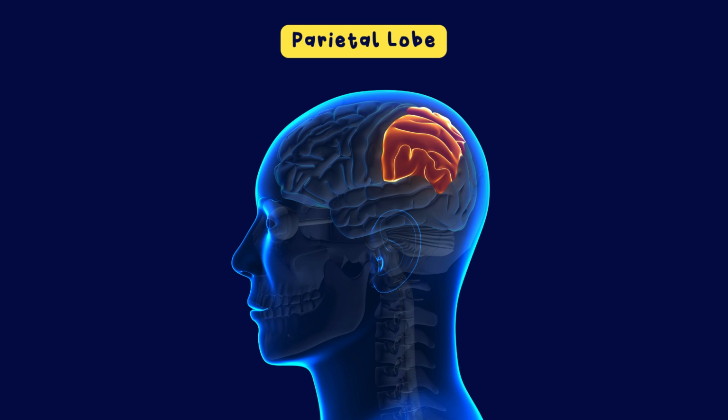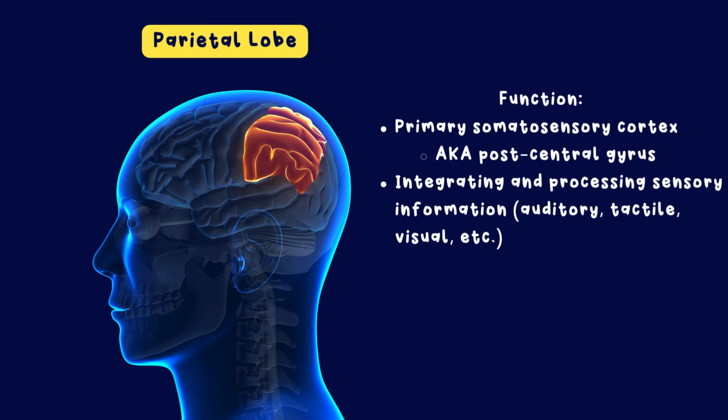And now onto the parietal lobe, which is highlighted here. The parietal lobe contains the primary somatosensory cortex, which again we'll talk more about in just a second. It's also responsible for integrating and processing sensory information, such as listening, touch, seeing, and more.